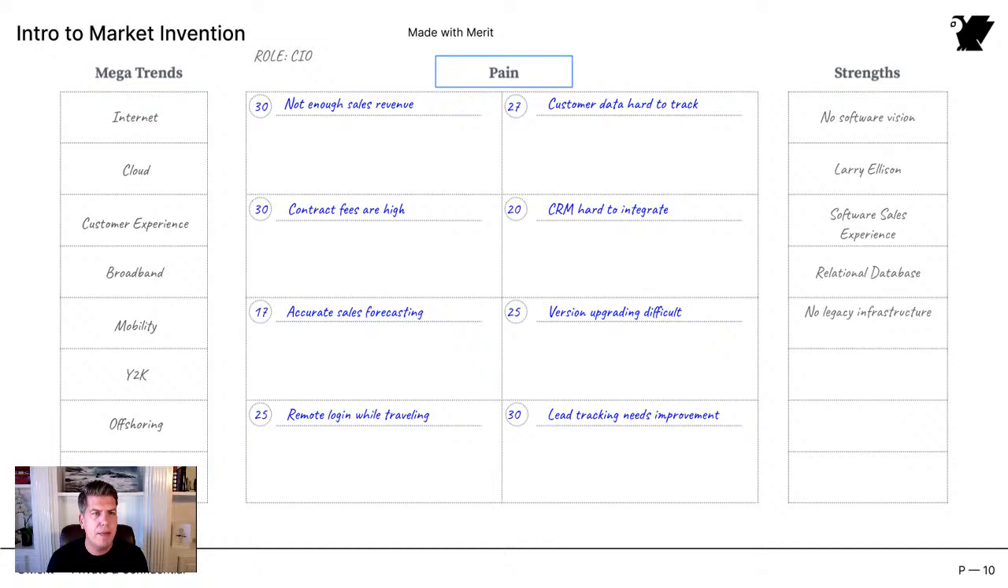Okay, pretty common. Everybody probably said that. If we had 30 people, they probably would have said that. Maybe 27 people said customer data hard to track, but the majority, okay. Contract fees are high. Definitely was a pain back then. I think it is still a pain. It's ironic that we replaced Siebel with Salesforce, because people would argue that Salesforce.com's fees are too high.